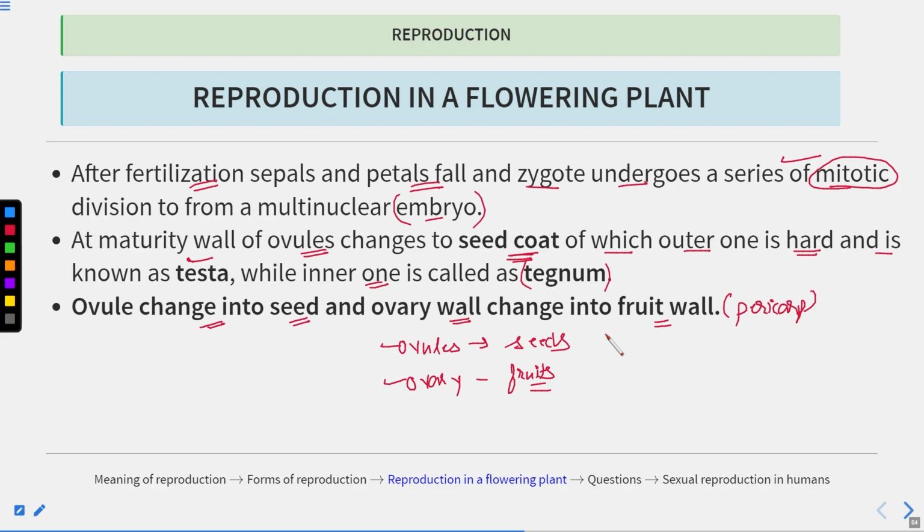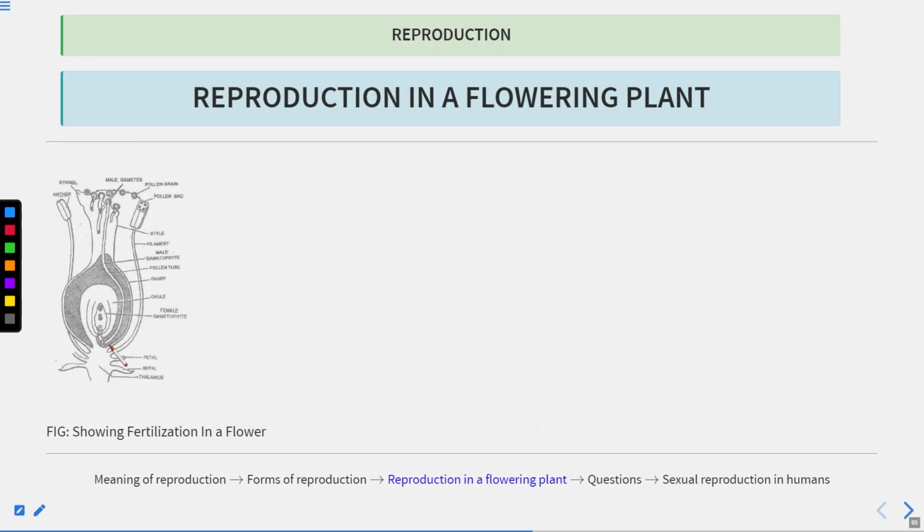Alright, this is clear. So this is the image showing you the fertilization or double fertilization in the flower. Here you can see this is the embryo sac. First we can see here, these are the anthers. This is the filament. These anthers will produce what? They will produce the pollens. So pollens contain what? They contain the male gametes.